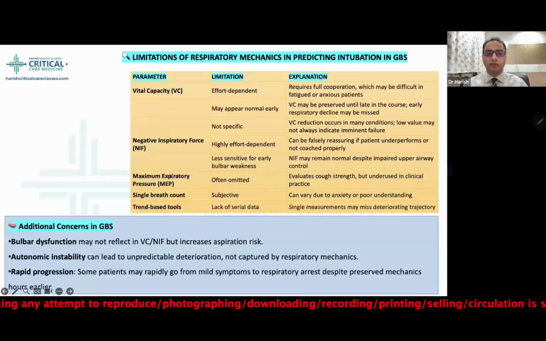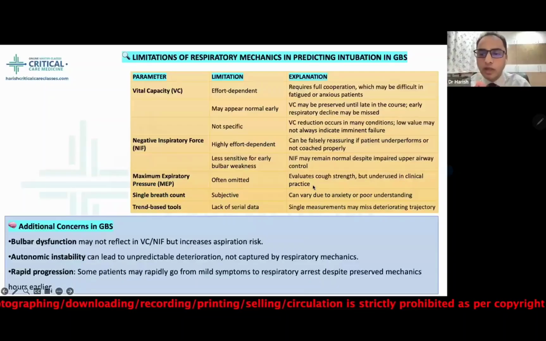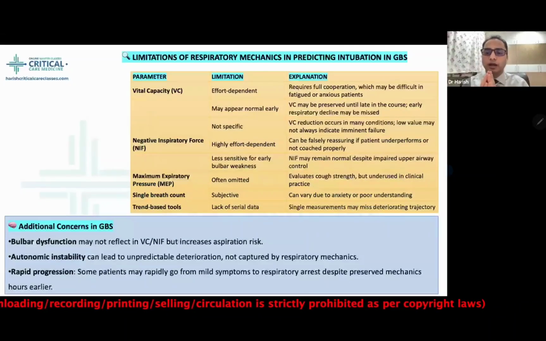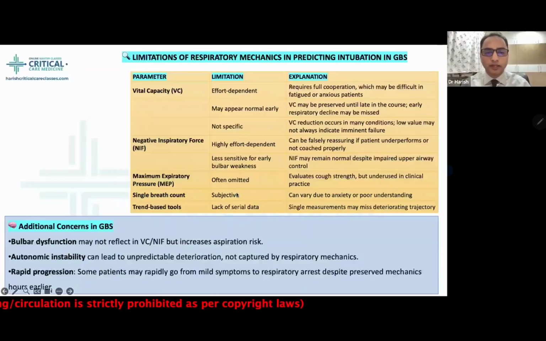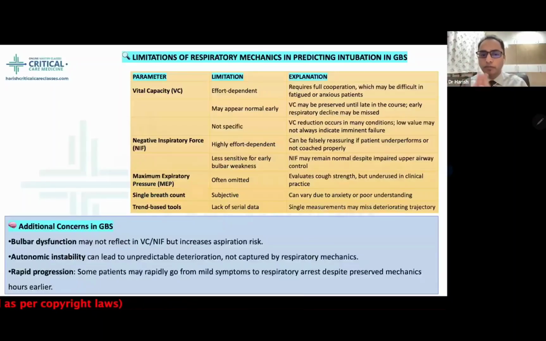Maximum expiratory pressure, which evaluates cough strength, is often omitted and underused in clinical practice. The single breath count is very subjective and can vary due to anxiety or poor understanding. When the patient is not able to understand what we are telling, it is not going to yield anything. Trend based tools need serial data, and a lack of serial data limits their value.